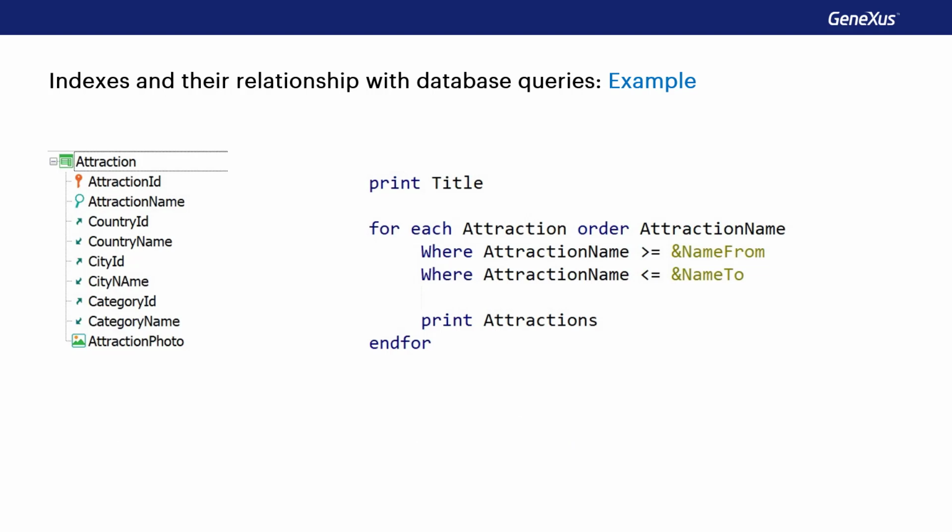If we're going to filter by attraction name, and we have an index created by that attribute, we should always order by attraction name to optimize the query. Note that if we don't enter the order clause, GeneXus will order by primary key, and the entire table will have to be run through to know if an attraction is within the specified range or not.